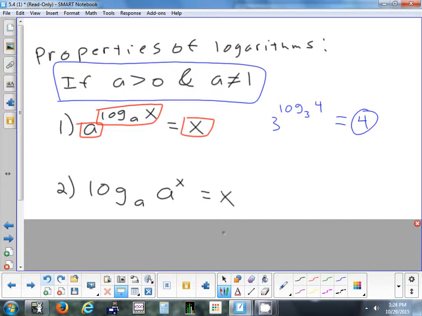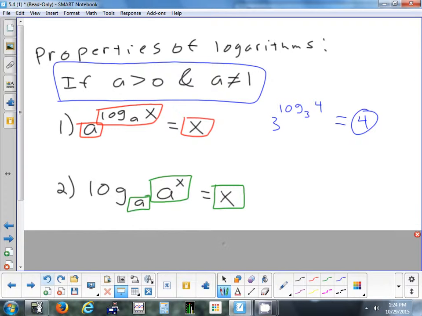Is this a log equation or exponential? Yeah, it is a log. There's my base. There's my argument. And there's what's by itself on the other side. What did I just say my base was? A. So I'm going to rewrite this in exponential form, and that's going to show me why it's true.